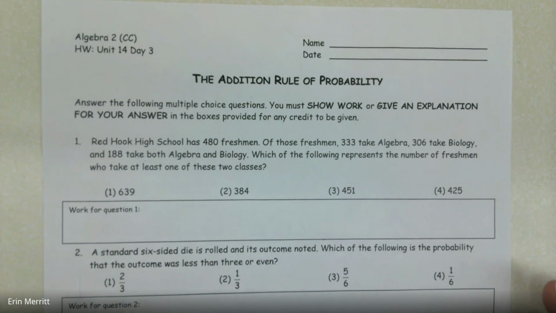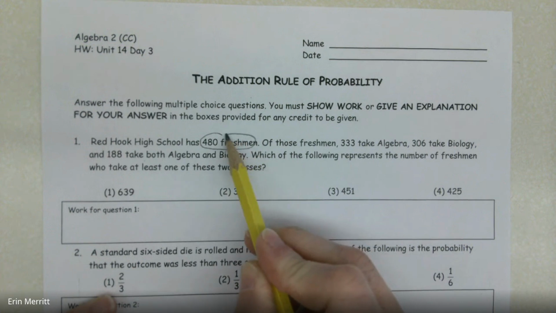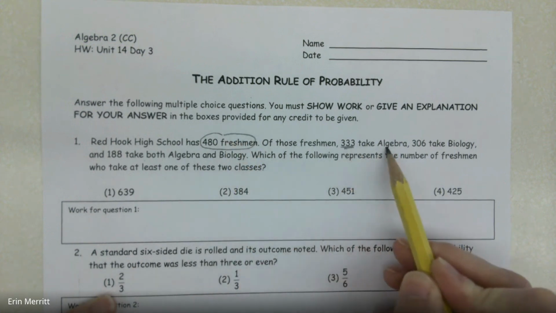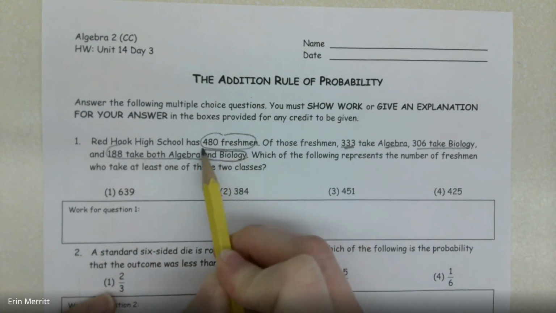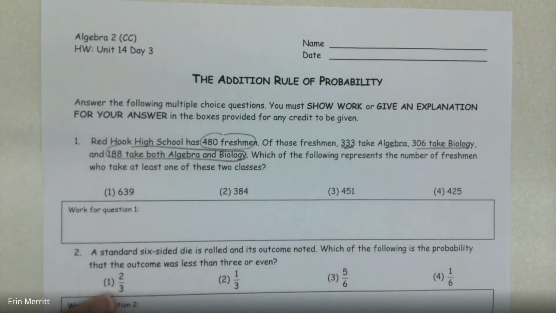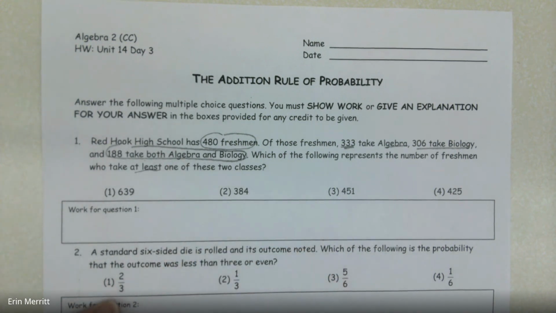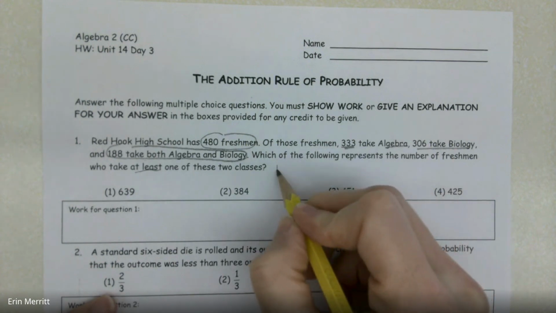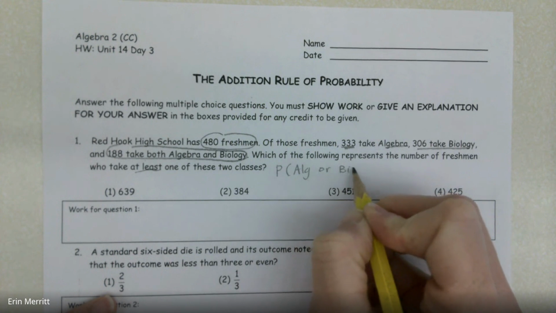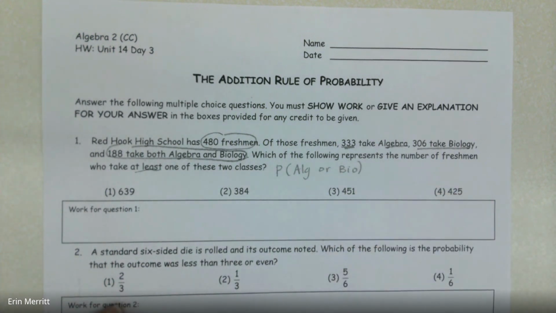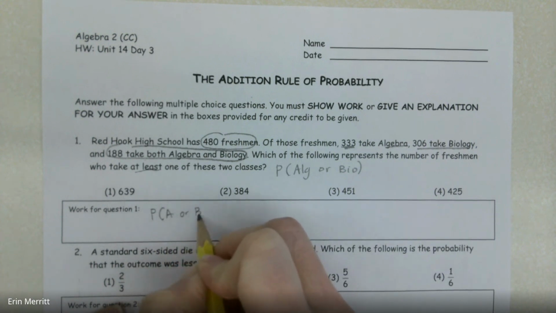So the first one is talking about Red Hook High School's got 480 freshmen. Of the freshmen, 333 take algebra, 306 take bio, 188 take both. So when it's asking which of the following represents the number of freshmen who take at least one of the two classes, essentially that's the same as saying what's the probability that they take algebra or they take bio.